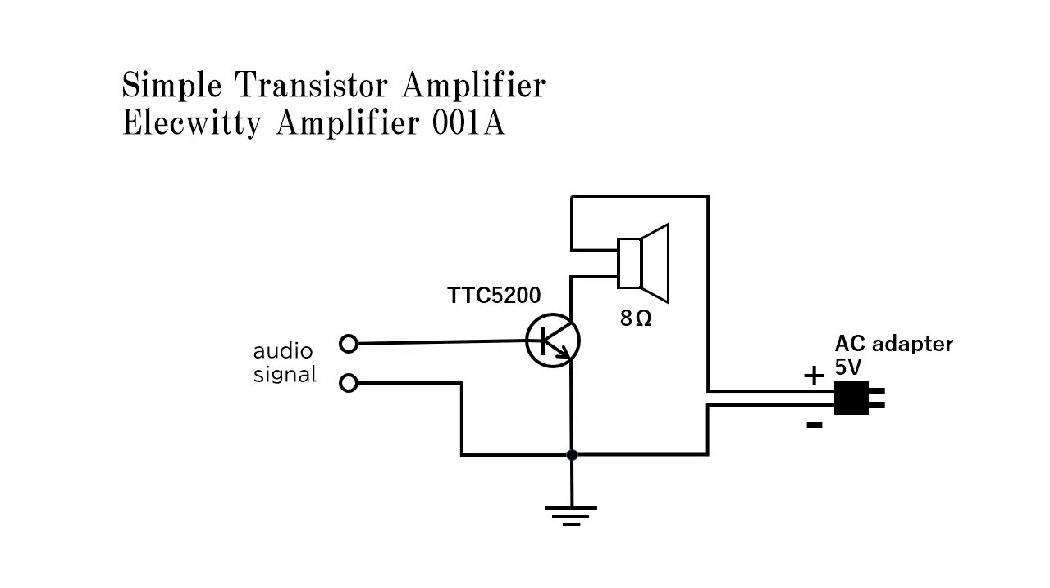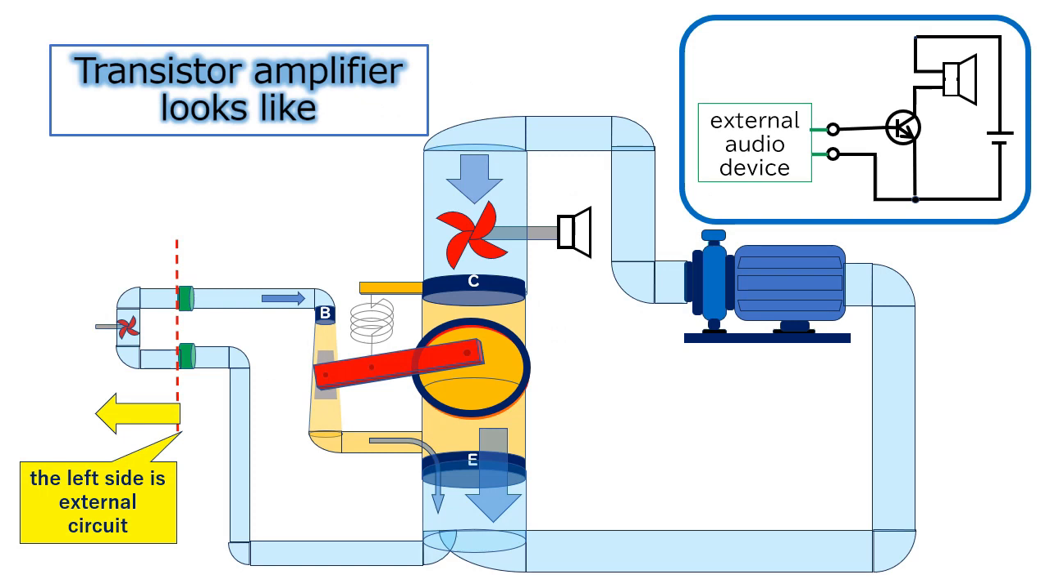Here is an image I had in my mind when I thought of this circuit. This is the image of the imaginary device that looks like the transistor circuit. The two green connecting points on the left side are the input terminals for the audio signal, and the left side of the red dotted line is the circuit of the external audio equipment.